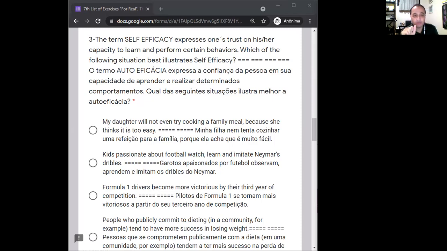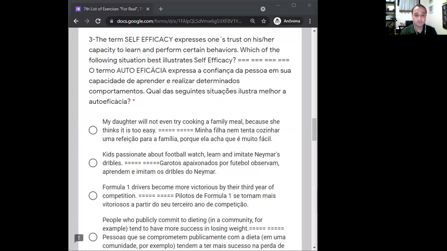Kids passionate about football watch, learn and imitate Neymar's dribbles. Os garotos apaixonados por futebol observam, aprendem e imitam os dribles do Neymar. Alright, so what gives kids the trust that they can do that? I mean, they're just playing for fun on the streets sometimes, but they do remember Neymar as being someone just like them, coming from a poor family, having to struggle in order to get to a great team like Santos. So it's like someone like them. And it is true that people think, well, if Neymar could do that, maybe I should try that.